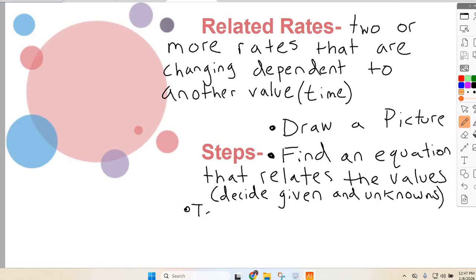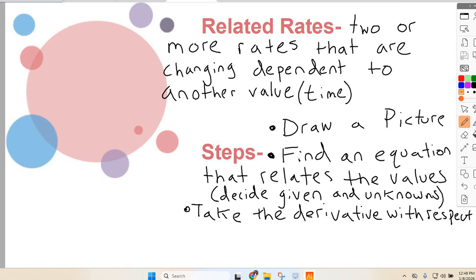Next, we take the derivative, but we are taking it with respect to time. And then lastly, we're going to take those givens that they gave us and plug them in so that we can solve for whatever it is that we're needing to solve for.